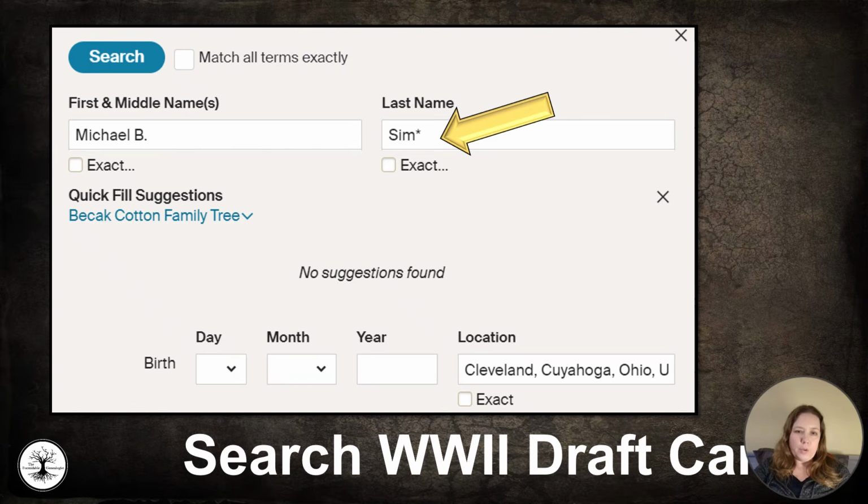I went out to the collection of World War II draft cards to search specifically within them and not all records. I entered Michael B. Sim asterisk and Cleveland. I didn't want to put it to exact location because Ancestry will already sort it based on what you enter and give you those most relevant results first and then expand to farther distances because maybe he wasn't really from Cleveland proper, maybe he was just from the Cleveland area. And then I have the signature ready for comparison.